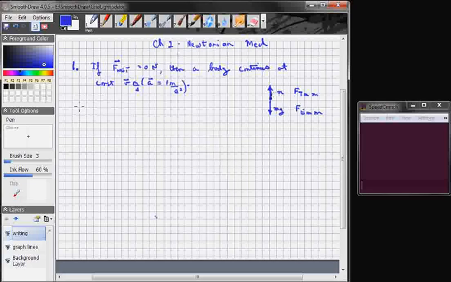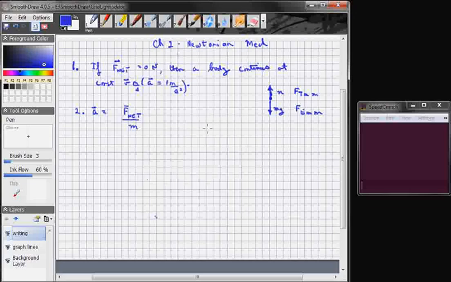Okay, Newton number 2 is the one we'll use quite a bit for computational purposes. Basically what that says is that if you have some vector sum of forces acting on a mass m, the mass m will accelerate. And it will have an acceleration equal to the net force divided by the mass of the object.